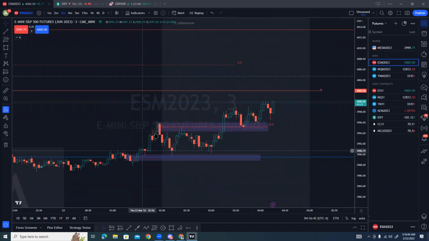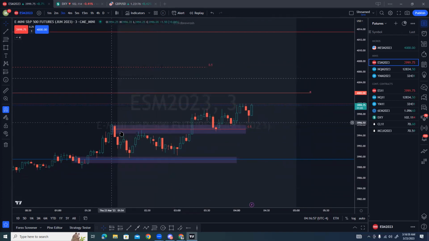Like, the order blocks are like fair value gaps. They're everywhere. You have to make sure that you're choosing the ones that make the most sense. So, this order block, because this one took out liquidity, created its own swing high, is more important than this one.